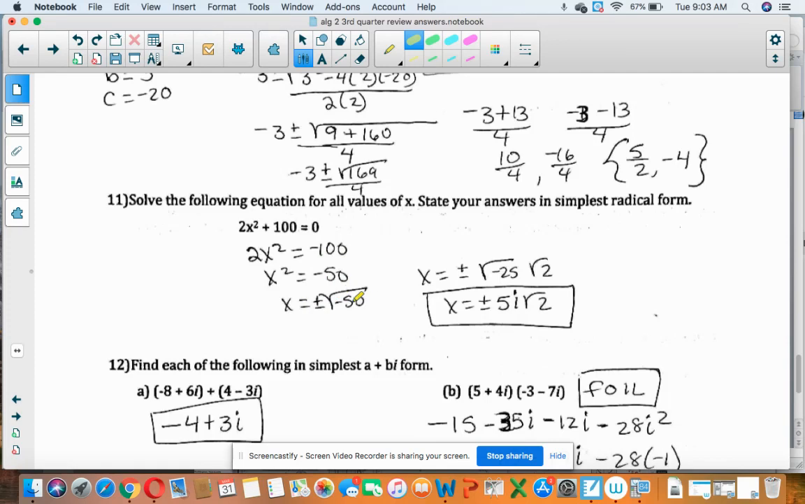And remember, when I have a negative under a radical, that's where my i comes in. So I break this down to square root of negative 25, because the 25 is a perfect square. So that's going to become 5i. It comes out of the radical.